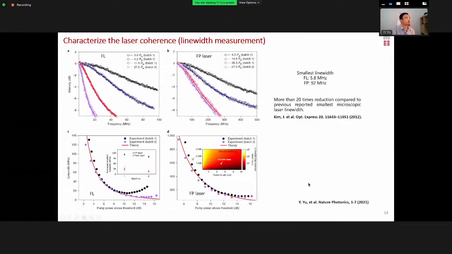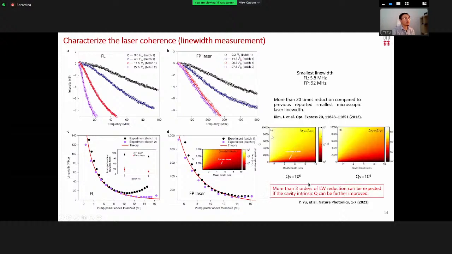And then we characterize the laser coherence by measuring the line width using the homodyne technique. The left part is the result of the final laser, and the right part is the FP laser. You can see that by increasing the pumping power, the line width of the lasers reduces in accordance with the Schawlow-Townes formula. And we can achieve the smallest line width for the final laser, about 6 megahertz, while the FP laser is 92 megahertz. This result is more than 20 times smaller than the previously reported smallest microscopic laser line width.